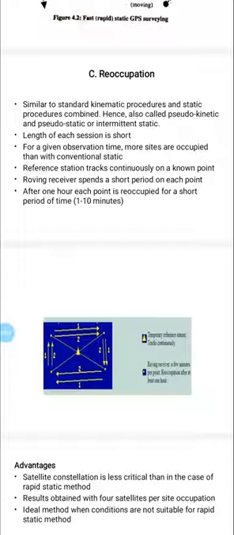And here the length of each session is short. For a given observation time, more sites are occupied than the conventional static. Reference stations track continuously on a known point. Roving receivers spend a short period on each point. After 1 hour, each point is reoccupied for a short period of time, that is 1 to 10 minutes.